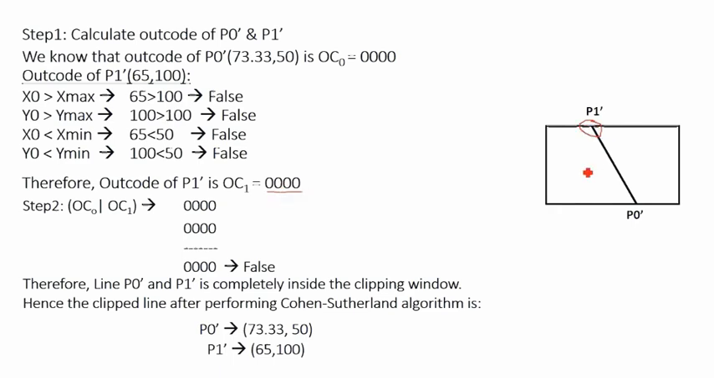Next thing is again to see if we can stop the algorithm. Since the OR operation of this will give us false, we stop this algorithm, and since we accept this line, we are supposed to plot this line in the output.